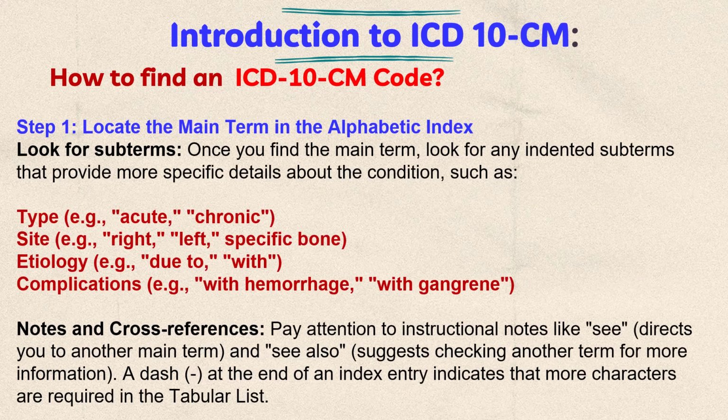Once you find the main term, look for any indented subterms that provide more specific details about the condition, such as type, for example acute or chronic, then site, for example right, left or specific bone, etiology, for example due to or with, and complications like with hemorrhage or with gangrene.